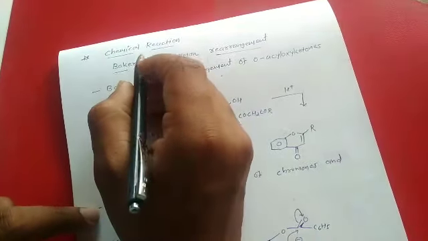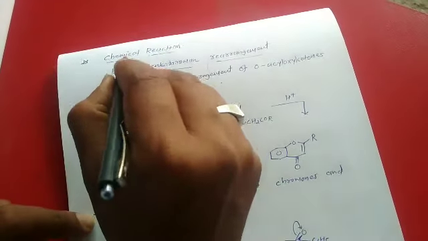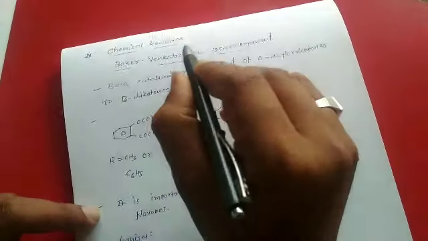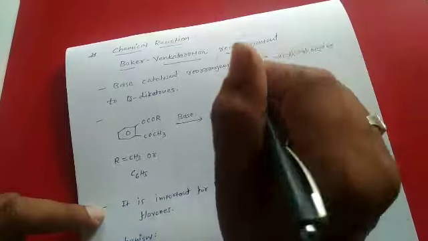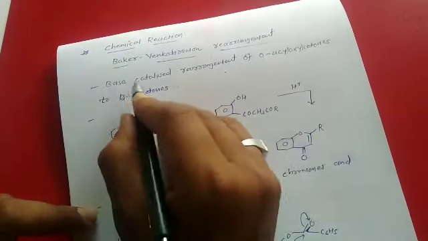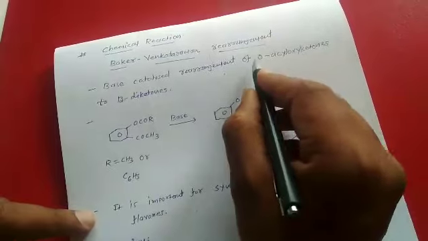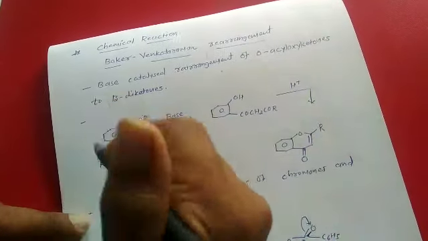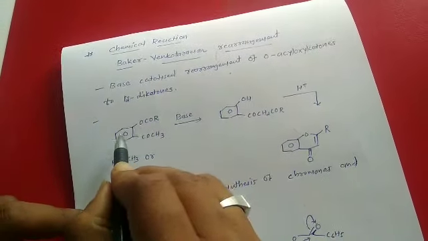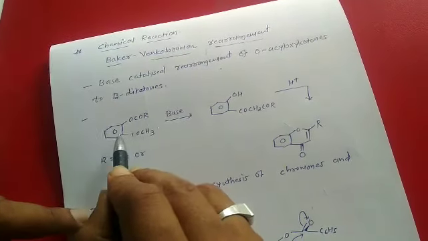Hello, good evening everybody. Today I am going to discuss a chemical reaction called the Baker-Venkatraman rearrangement. It is a name reaction. It undergoes base catalyzed rearrangement of ortho-acyloxy ketone to beta diketone. Here you can see the general reaction scheme of this particular reaction.